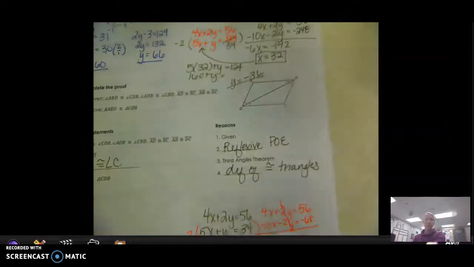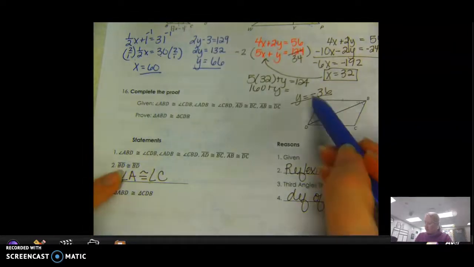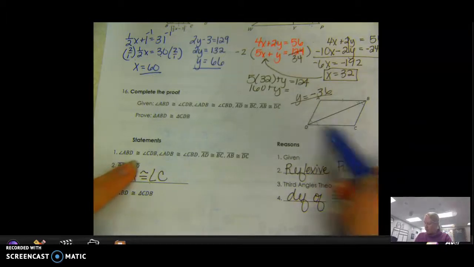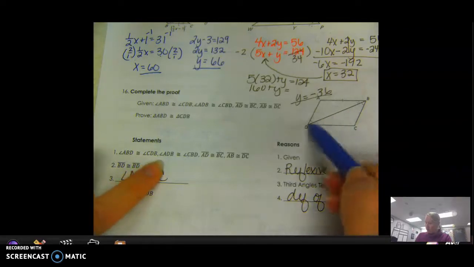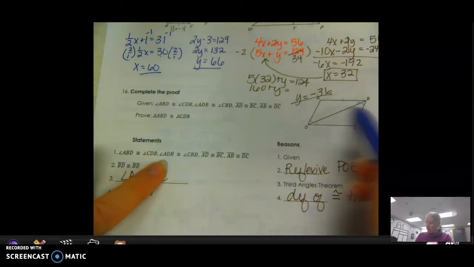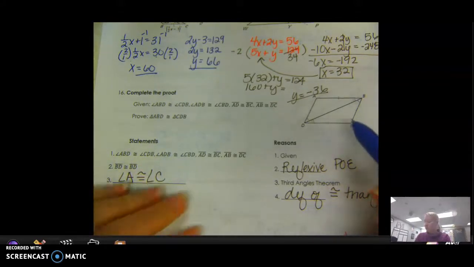Going back up to the proof. So they tell me that angle A to B to D is congruent to C to D to B. So that's the 2 mark, 2 mark. A to D to B is congruent to C to B to D, 1 mark, 1 mark. And reminder that if they don't put these markings on there, you need to put them on there, right?